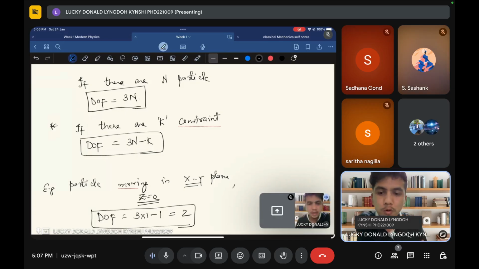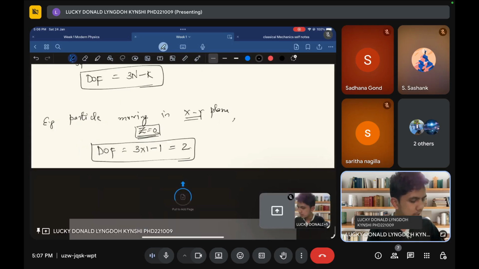So you see, if you want to restrict the motion of the system, then the degrees of freedom will also reduce. Now this z equal to 0 is actually the constraint that you impose. You said that the particle moves in the xy plane, not in the z direction. So in that case, your degrees of freedom will reduce by 1, from 3 to 2.